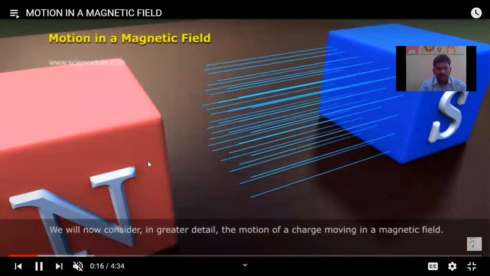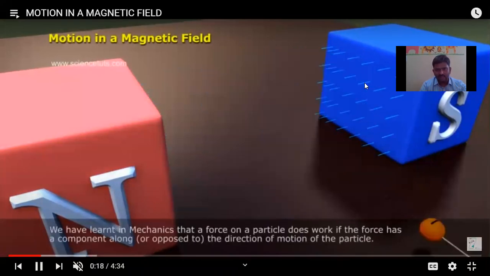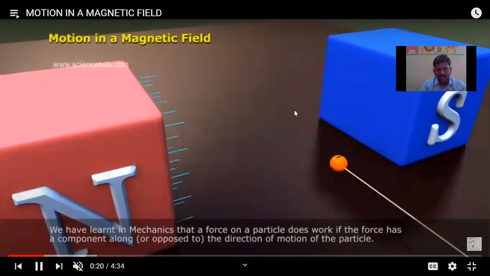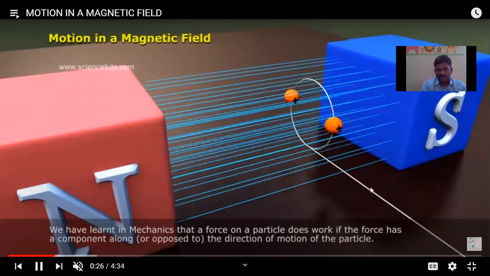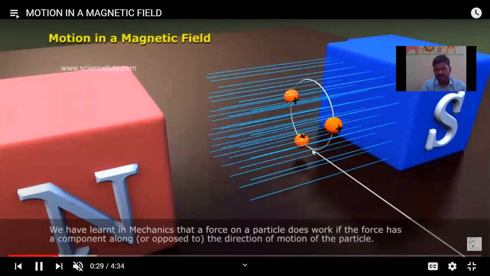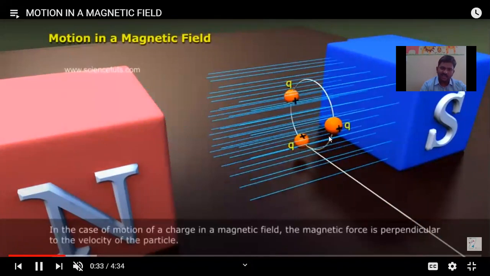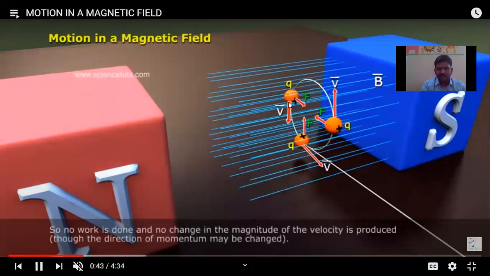Here you see between this North Pole and the South Pole, there exists a magnetic field, a uniform magnetic field. Into that field, a charge is coming normally, that means perpendicularly, making an angle of 90 degrees. As we discussed earlier, it is performing circular rotation because at each point the force is perpendicular to velocity as well as magnetic field.